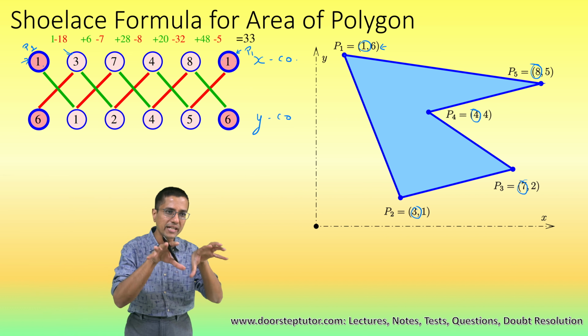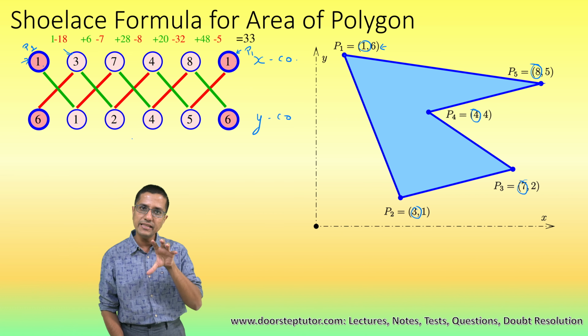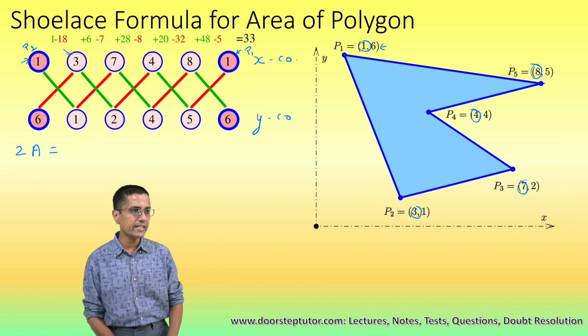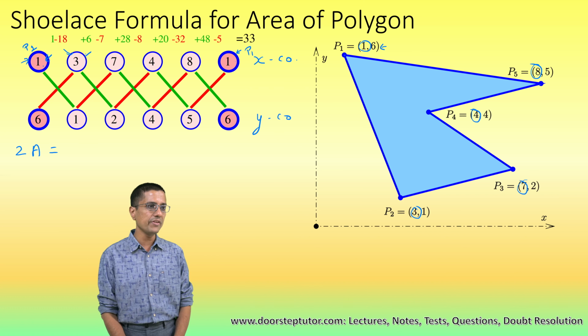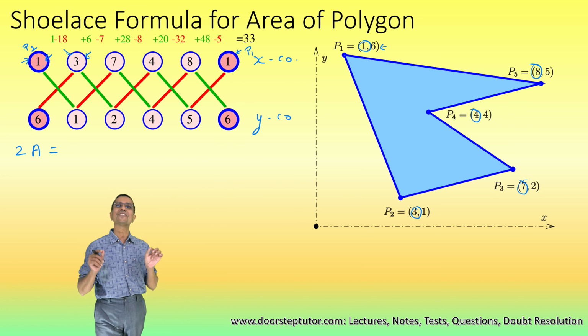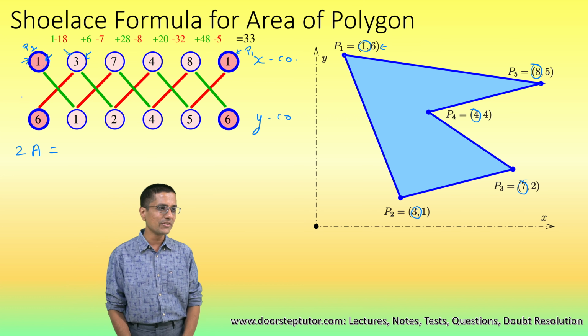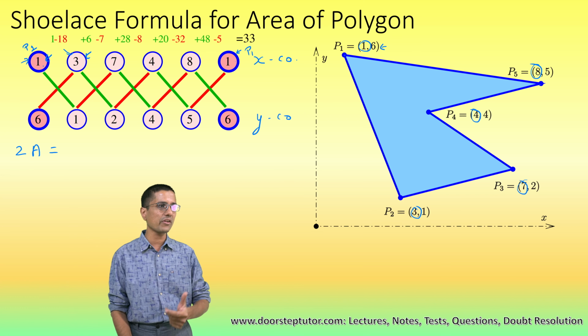Now once we have written it in this way, then the things become very simple. What we do is that we write 2 times the area. Now these are actually the holes in which we are going to put our shoelaces. That is how you should think about it. So how do we put the shoelaces? We do it in a criss-cross manner.